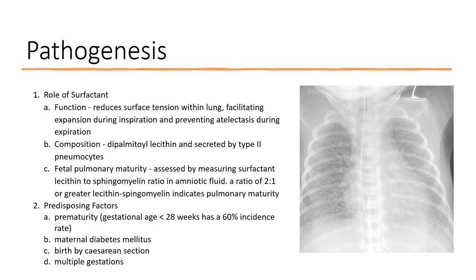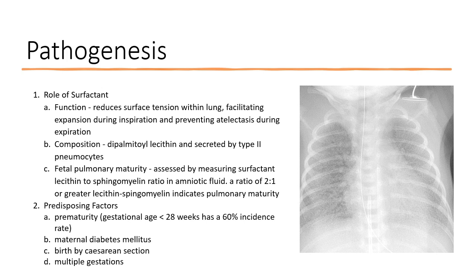What is the pathogenesis of neonatal RDS? First, the role of surfactant. The function of surfactant is to reduce surface tension within the lungs, facilitating expansion during inspiration and preventing atelectasis during expiration. The composition of surfactant includes dipalmitoyl lecithin, and it is secreted by type 2 pneumocytes. Now, fetal pulmonary maturity is assessed by measuring the surfactant lecithin to sphingomyelin ratio in amniotic fluid. A ratio of 2:1 or greater lecithin to sphingomyelin indicates pulmonary maturity.